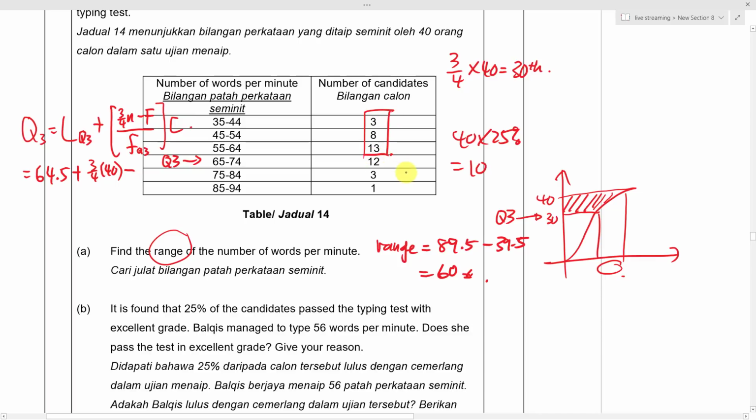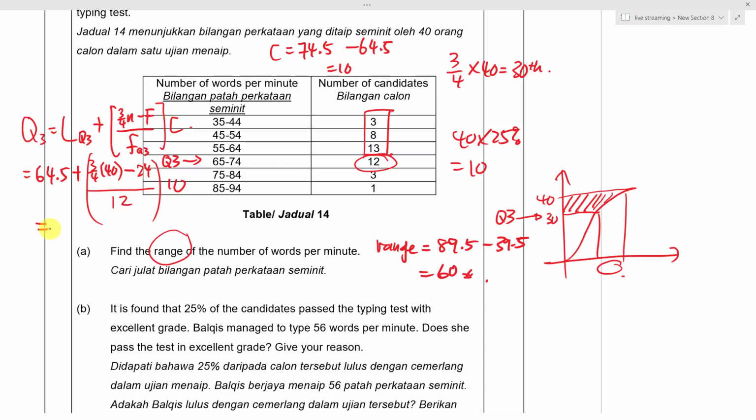So you add all the frequencies before this class, which we added just now, right? That's 24. Over the frequency of the Q3 class, which is 12. Multiply by the class size. For the class size, use the upper bound minus lower bound: 74.5 minus 64.5, which gives 10. Then I will just type everything in the calculator: 30 minus 24, divided by 12, multiply 10, and then plus 64.5, so you get 69.5.